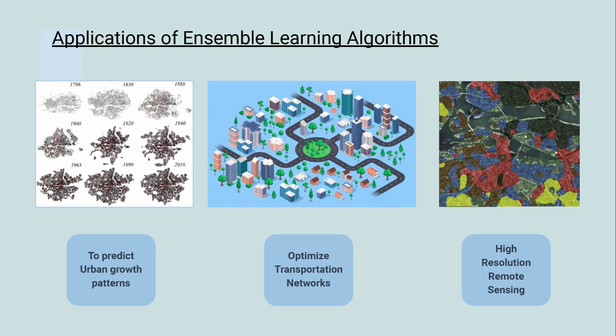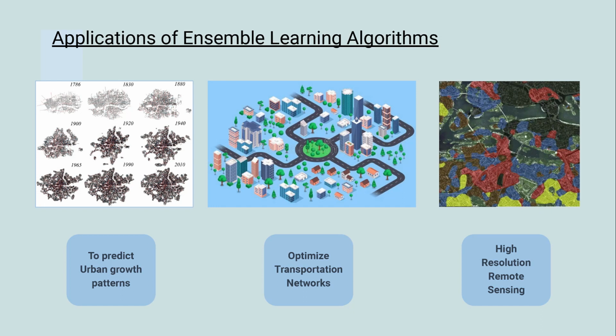Another example of ensemble learning in urban planning is optimizing transportation networks. Urban planners need to be able to design transportation networks that are efficient, safe, and sustainable. Ensemble learning algorithms can be used to create models that optimize transportation networks based on a wide range of factors, such as traffic patterns, air quality, and energy consumption.